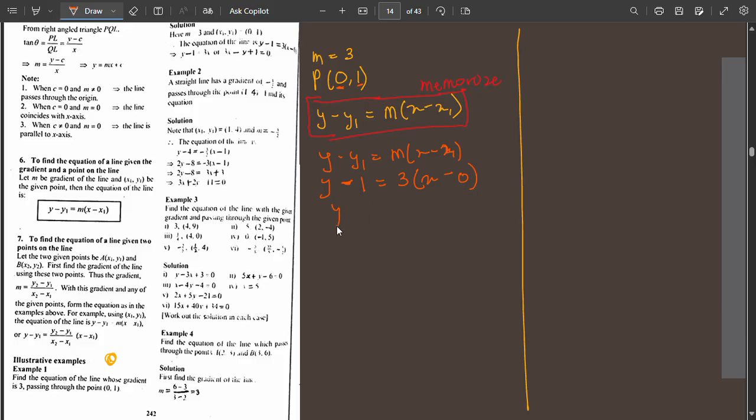Then we'll try and make it in this form, y is equal to mx plus c, because that's the equation of a line. That's how it should look. So we'll try and simplify it to look like this, or like this, y minus mx minus c is equal to 0. It's still the same, so we could keep it that way or this way.